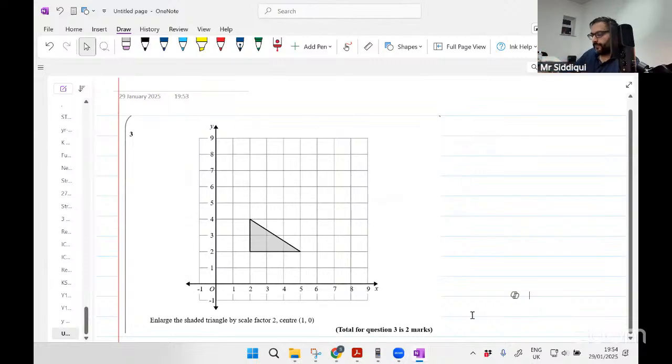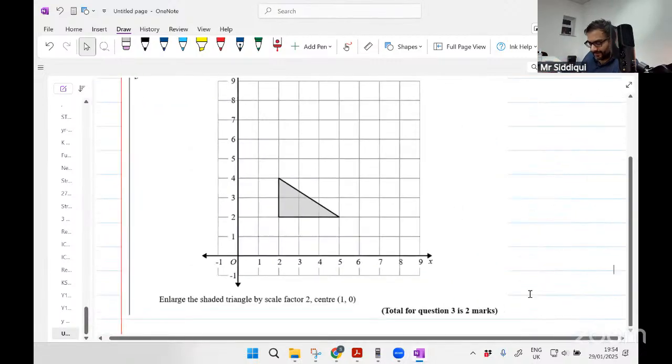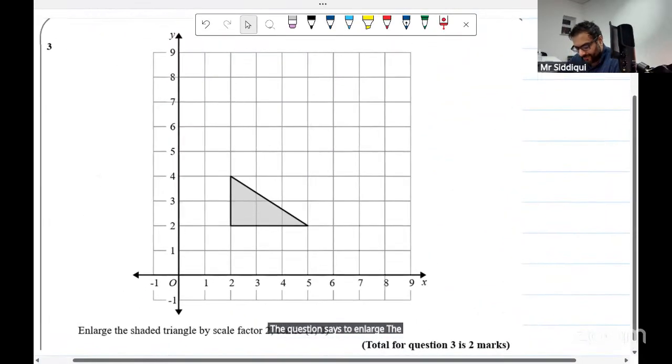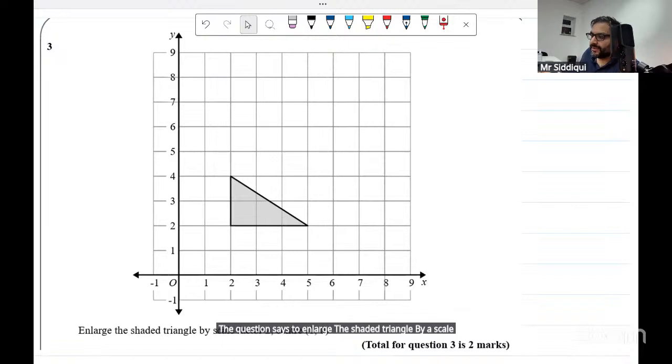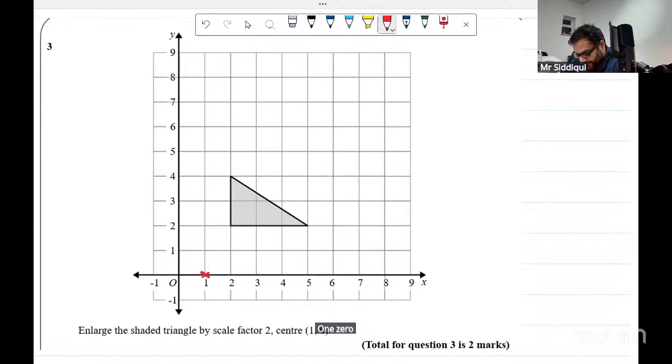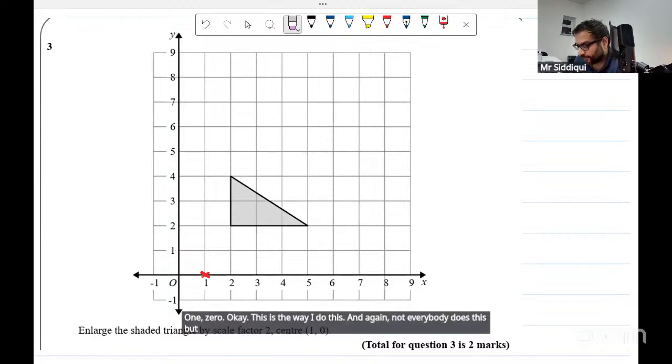Okay. The question says to enlarge the shaded triangle by a scale factor of 2, center 1, 0. When you get a question like this, firstly, find the center, which is at 1, 0. Make sure you don't go to the wrong place. 1, 0 is there, not there. That would be 0, 1. Okay, this is the way I do this. And again, not everybody does this, but I think I would recommend it.